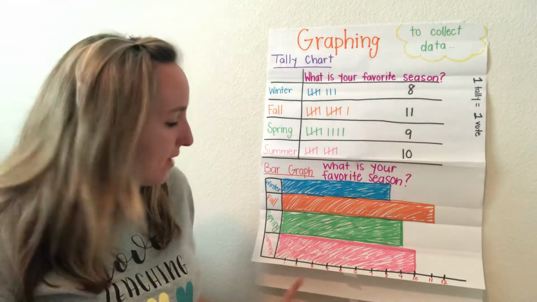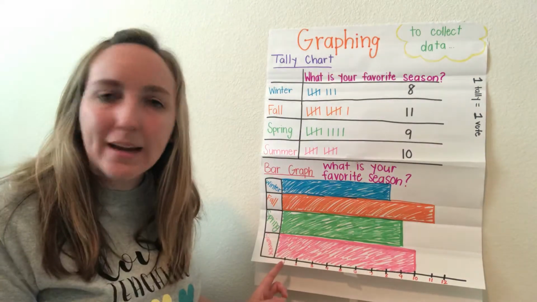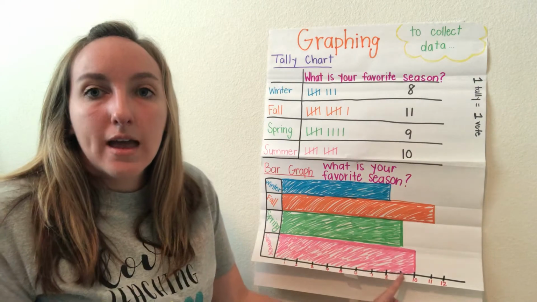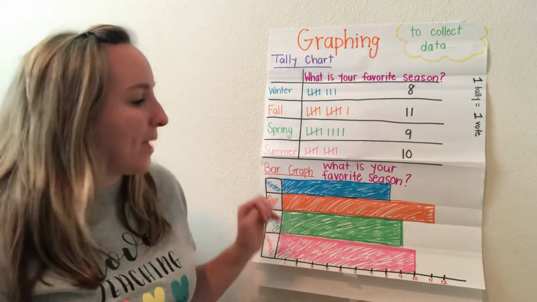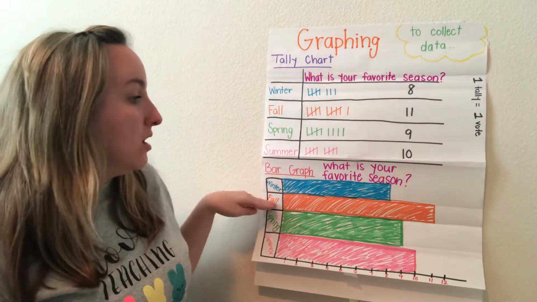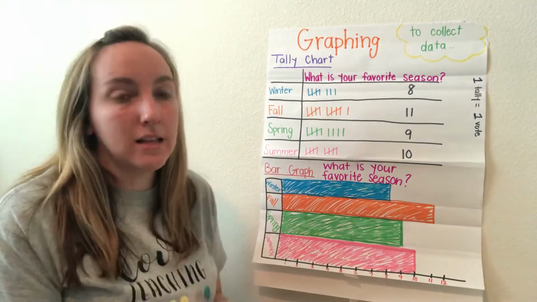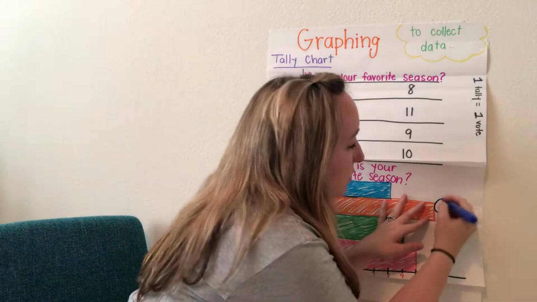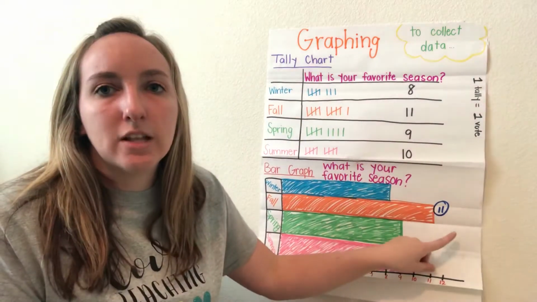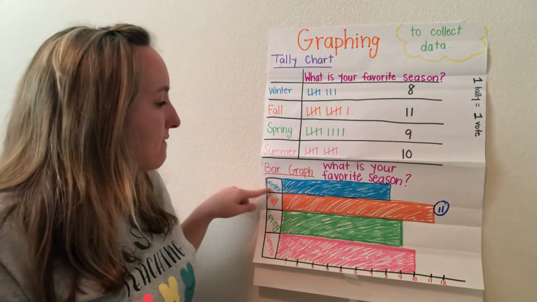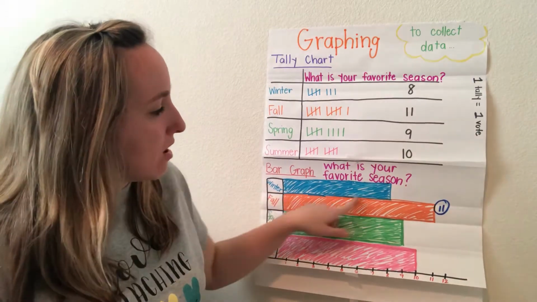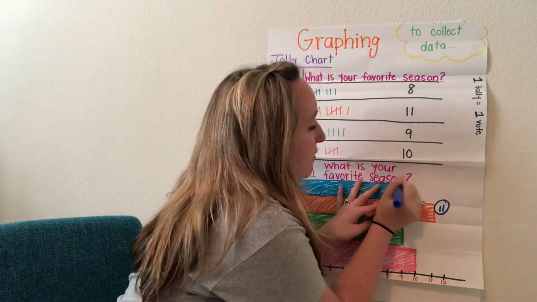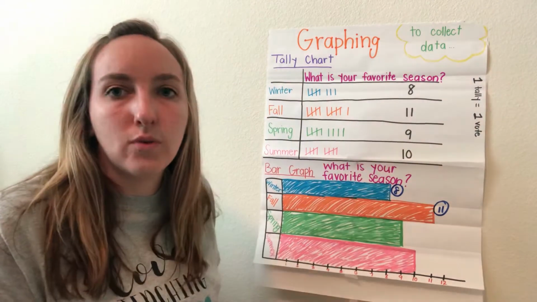My data is all the votes. So at the bottom, I have kind of almost like a number line. I have my numbers at the bottom to mark each vote. So I can easily tell that fall matches and still has the 11 votes. So I'm going to write an 11 here and circle it, because that tells me there's 11 votes there. For winter, there are 8 votes, and it matches the tally graph. So there are 8 votes for winter.